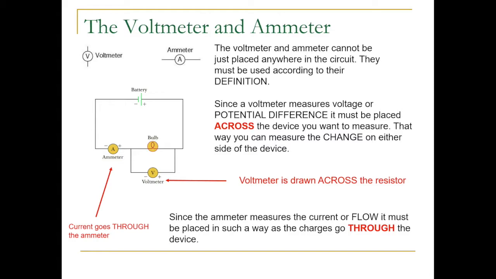So we have it hooked up to the positive terminal and the negative terminal. If we put this around the battery, then we would have it hooked up to the positive terminal and negative terminal of the battery, which means that the voltage read would be the voltage of the battery itself.